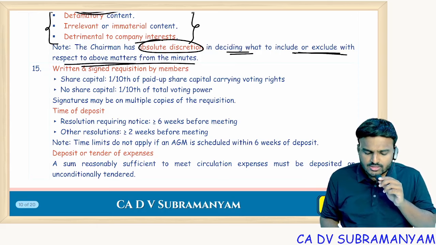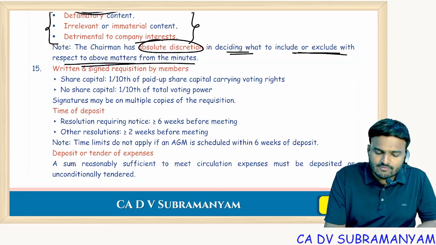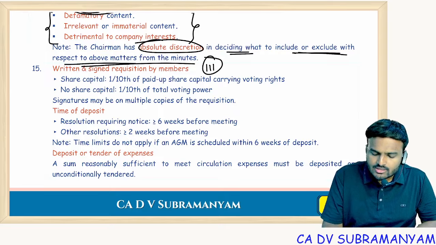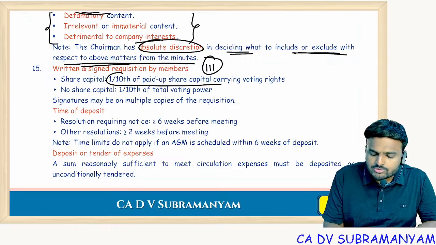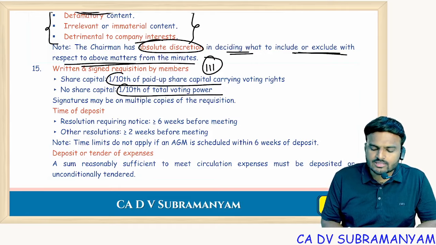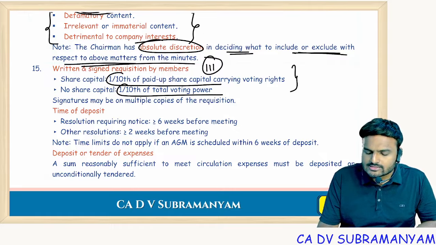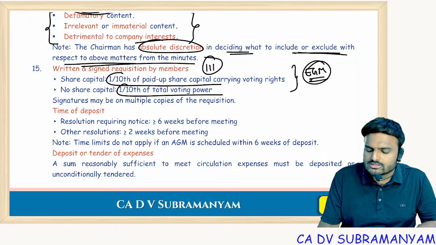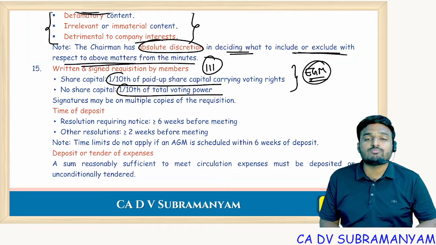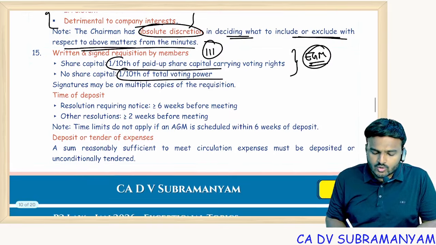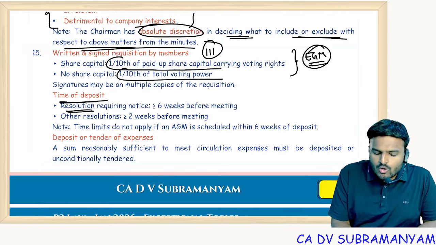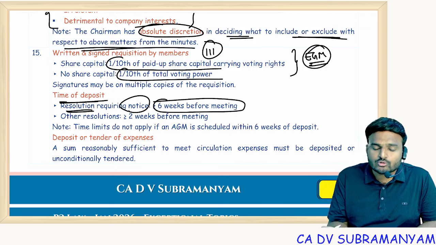Next one, circulation of members resolution, which is section 111. Section 111. So for circulation of members resolution, you know what? They must have 1/10 of the paid up share capital carrying voting rights. They must have 1/10 of the total voting power. Simply, if you see this EGM requisition majority, requisition eligibility in case of EGM, same you will find under section 111 also. Okay, deposit time limit is, if you want resolution requiring notice, at least 6 weeks before meeting you give a copy to the company.